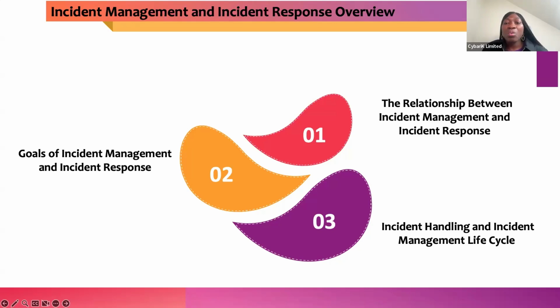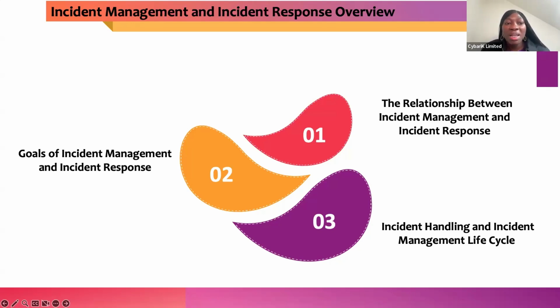Now, one thing to understand is that with incident response, you're only looking at after. Remember, I said incident management covers the entire life cycle of an incident. But with incident response, you're only looking at how do we respond when an incident has occurred? What are the steps that we need to take to ensure that we're able to respond to incidents appropriately when these incidents happen? And by doing that, we're able to take different kinds of steps.